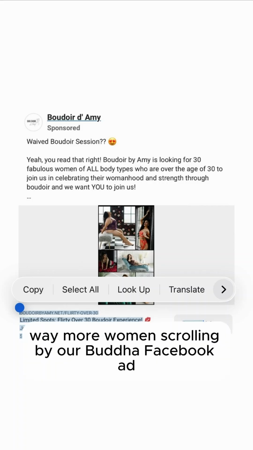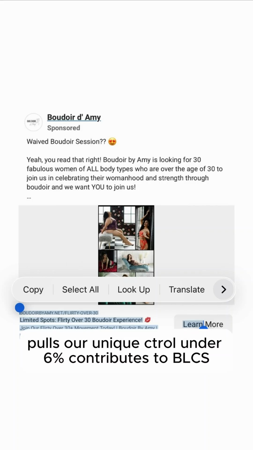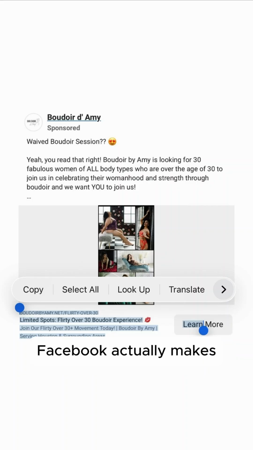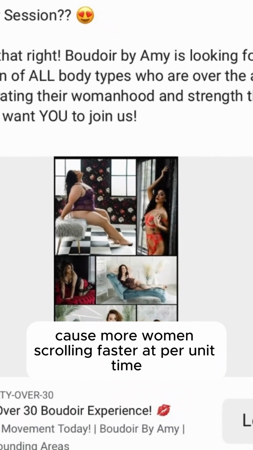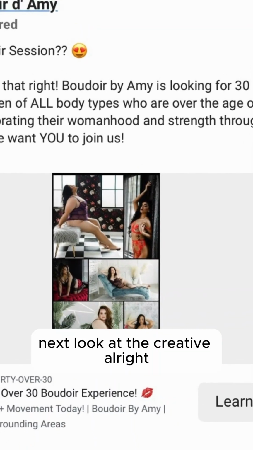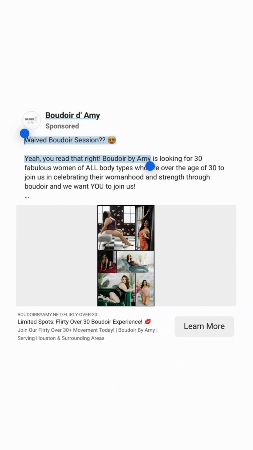way more women scrolling by our Boudoir Facebook ad than necessary, which pulls our unique CTR under 6%, contributes to BLCS, Boudoir low click syndrome, and Facebook actually makes more money per unit time from this, because more women scrolling means faster ads per unit time. Facebook can serve more ads per unit time. That's why Facebook recommends us to do this. Next, we'll look at the creative. All right, no mistake here.